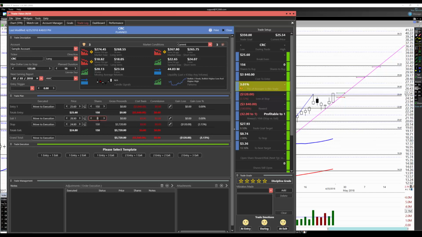And if we do make that first target, we would be looking at a potential gain of $495, which would allow us to meet the trade goal that we've previously planned. In this account, I want to make 350 bucks per trade. So yes, I could do that. And what kind of reward to risk am I getting? I'm risking 120 to make 495, which is 4.12 to 1. So that is a trade well worth looking at.